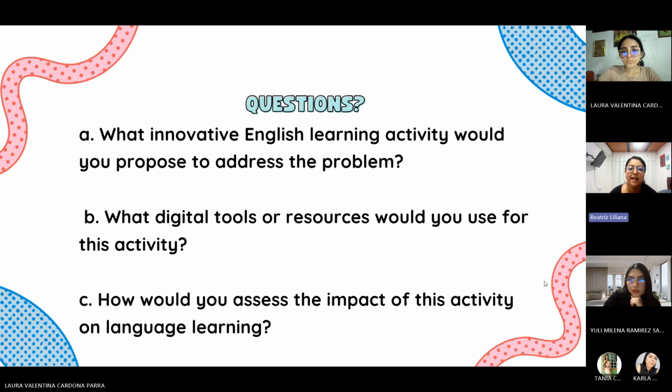Bueno, I propose a digital English escape room activity where students must solve clues related to vocabulary, grammar, and speaking in order to escape a virtual scenario. This activity combines collaboration, critical thinking, and language practice in a playful environment.